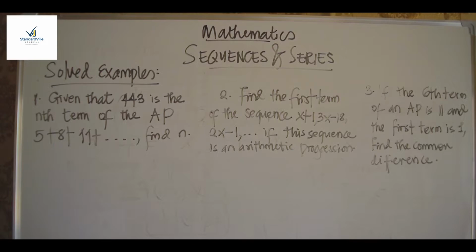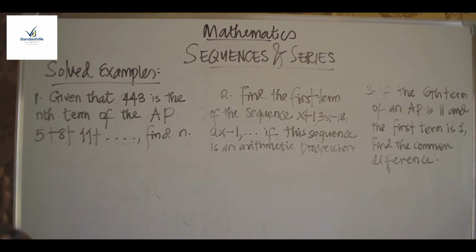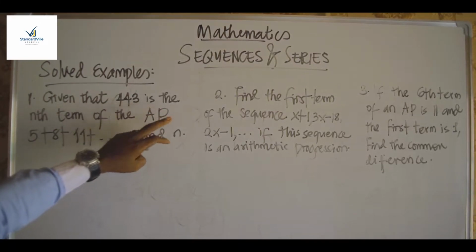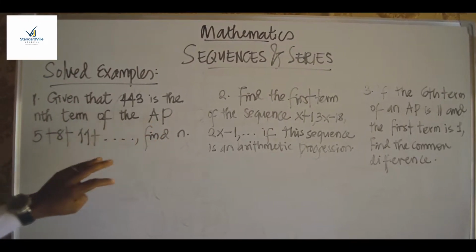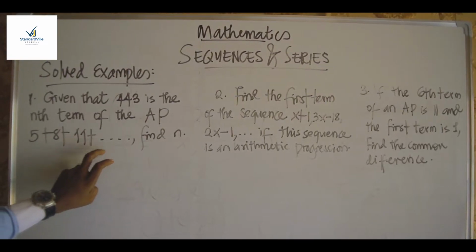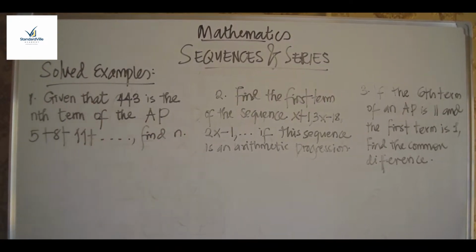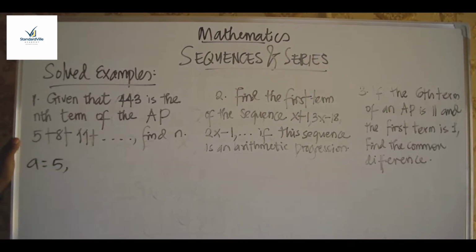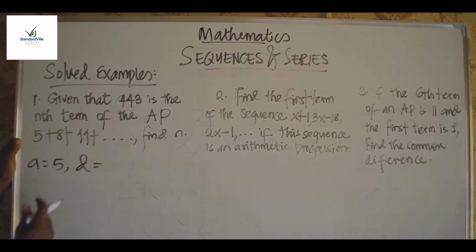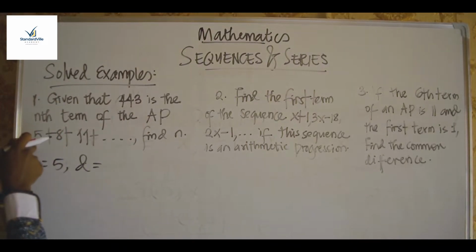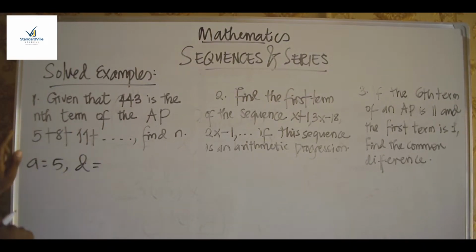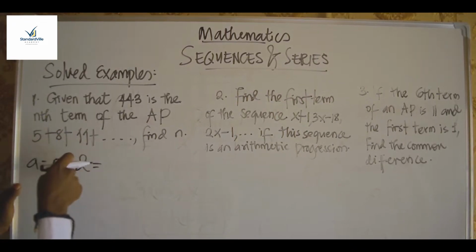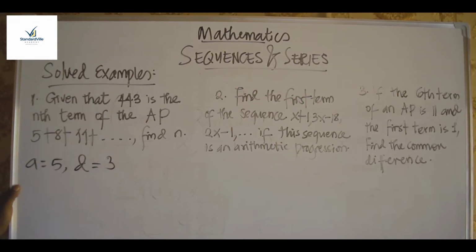All right, welcome back, everybody. We want to solve these three questions and any other questions that time would allow us to tackle. Given that 443 is the nth term of the arithmetic progression 5 + 8 + 11 + ..., find n. So they are saying that the first term is 5. The common difference, because it's an AP, 8 minus something will give me 5, and that is 3. I must check with the next one so that I won't be wrong. 11 minus 8 is also 3, so it's a common difference. So I can say the common difference is 3.